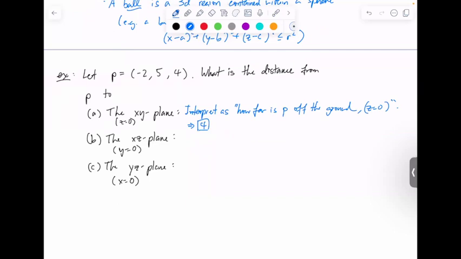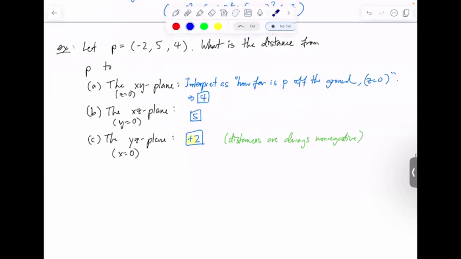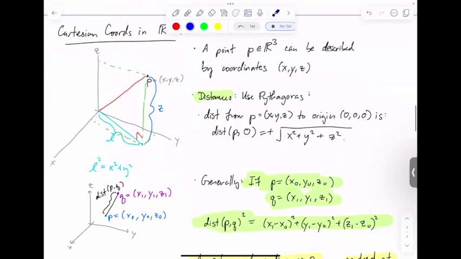And now what about the xz plane? What would that be in this case? From y equals 0, your distance is 5, because that's what y is. So this is indeed the y coordinate, you read it off here, and this is 5. And now what's your distance to x equals 0 in this case? Not exactly the x coordinate, but the absolute value. So this is going to be 2. Remember this: distances are always non-negative. So hopefully this gets you a bit of intuition of what distances are to planes.